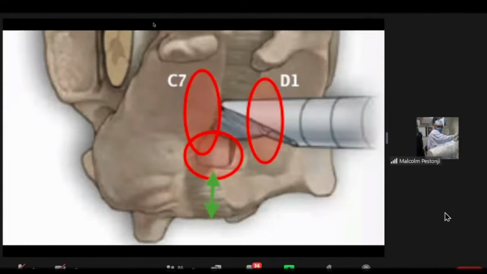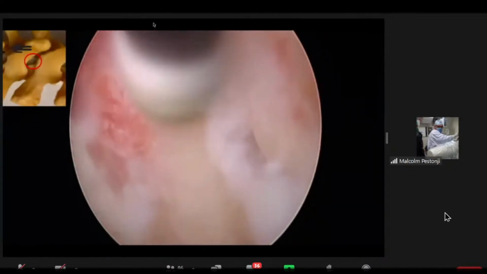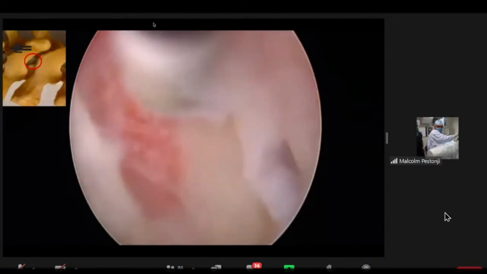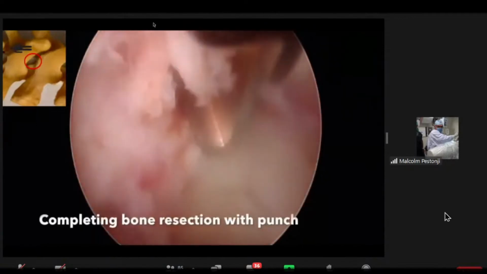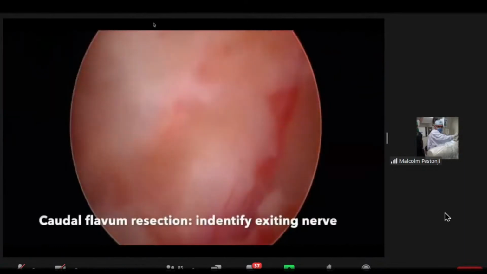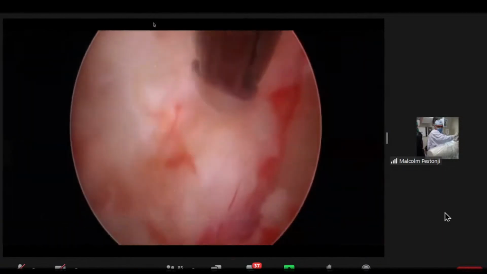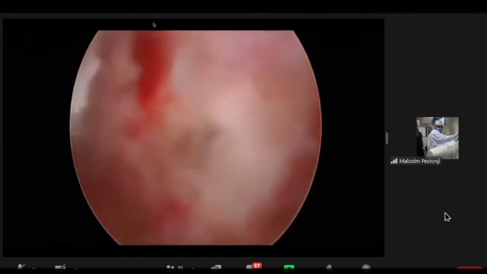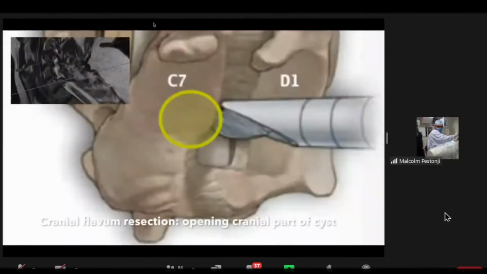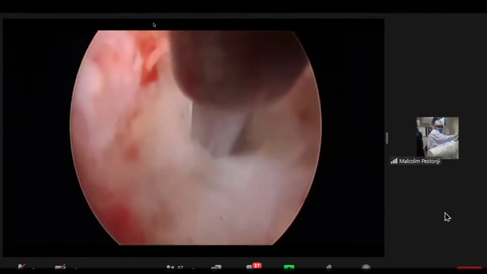On this endoscope, you will see the drill resection. The resection is completed by utilization of the punch on the flavum ligament. The exiting C8 root is identified. The flavum ligament at the cranial part of the operation area is resected.